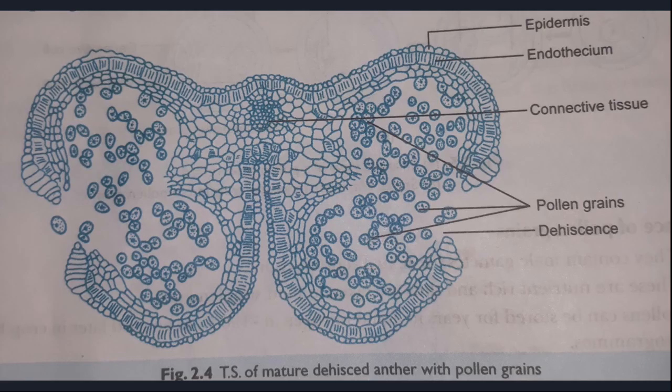This is the diagram of ruptured microsporangium. There are 4 microsporangia, and from the line of dehiscence, look at the diagram, the rupturing takes place and the pollen grains are coming out from the microsporangium. The outer wall is epidermis, the second is endothecium, and these connective tissues connect the upper and lower layer with each other. Pollen grains are present inside the microsporangium.